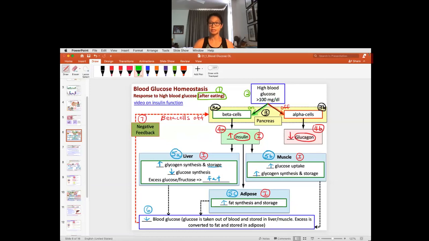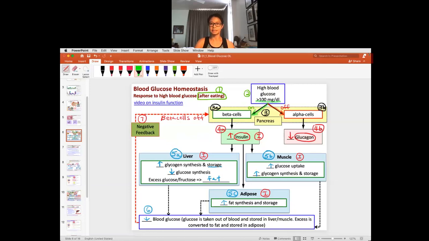When the blood glucose is now greater than the normal range, it's going to turn on the beta cells and make insulin, the hormone. But also, because of high blood glucose, you don't need those alpha cells, so you can turn off the alpha cells and decrease glucagon. Because you have high blood glucose, you do not need this half of the equation.